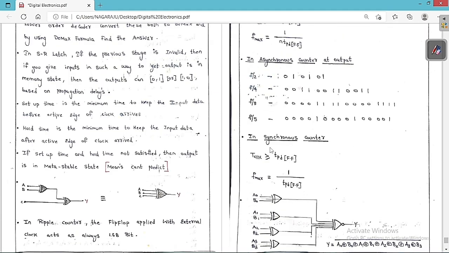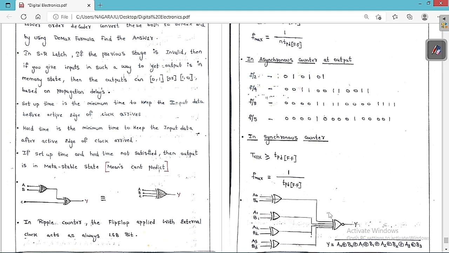I have already told you that in the asynchronous counter, T clock is always greater than or equal to n into TPDFF, so F max is equal to 1 by n TPDFF. Whereas for the synchronous counter, T clock is always greater than or equal to 1 into TPDFF, so F max is equal to 1 by TPDFF.